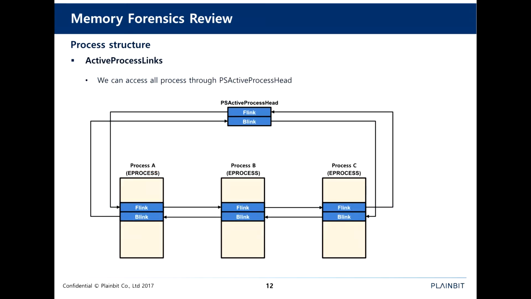I have drawn a circular doubly linked list structure. Initially, we use the PsActiveProcessHead to find the first process. From that first process to the next, if you continue to find it this way, you will see PsActiveProcessHead again when you find the next process in the final process. This is the end of the circle.